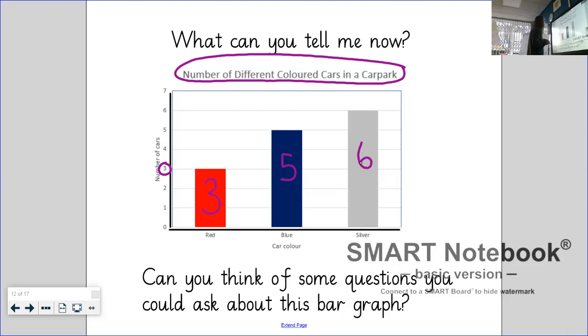Okay, welcome back. So you could have said, how many red cars were there? How many blue cars were there? How many silver cars were there? How many cars were there all together? How many blue and silver cars were there all together? How many more silver cars were there than red cars? All of these are great questions, and I bet you've come up with even more.